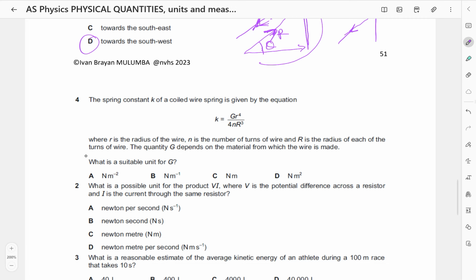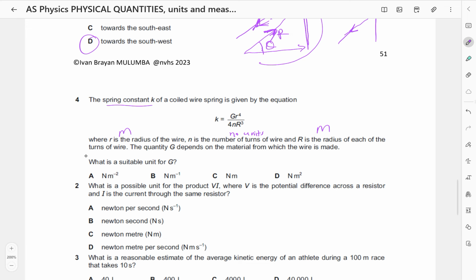The spring constant K of a coiled wire spring is given by that equation. What is a suitable unit for G? R is the radius, so R is in meters. N is the number of turns of the wire, so this one has no units. The quantity G depends on the material from which the wire is made.